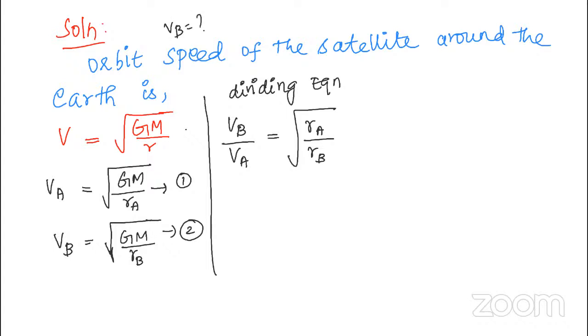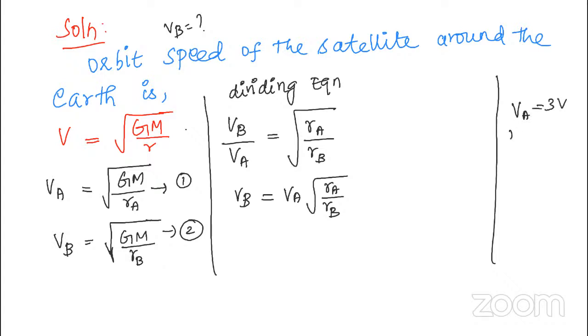So this is the question they are asking. VB is equal to VA into square root of RA by RB. In that problem, the given values are VA is equal to 3V, RA is equal to 4R, and RB is equal to R.